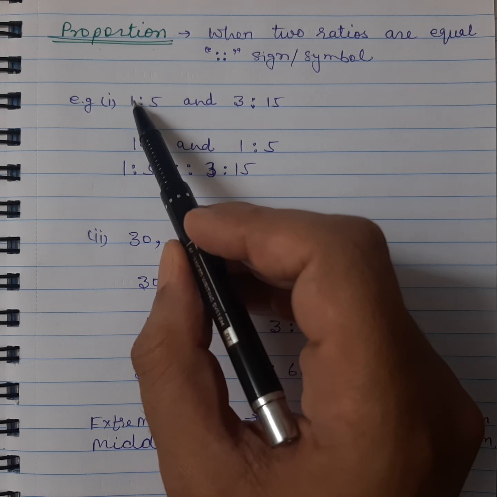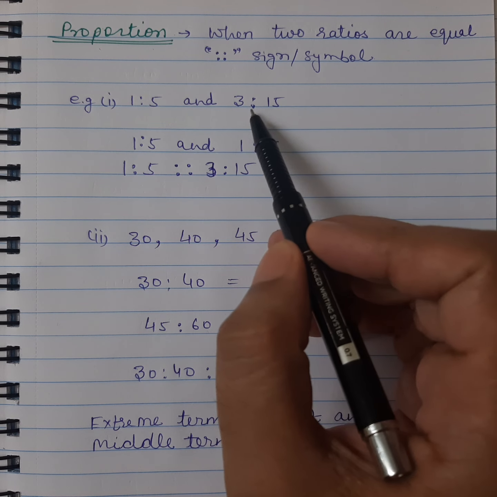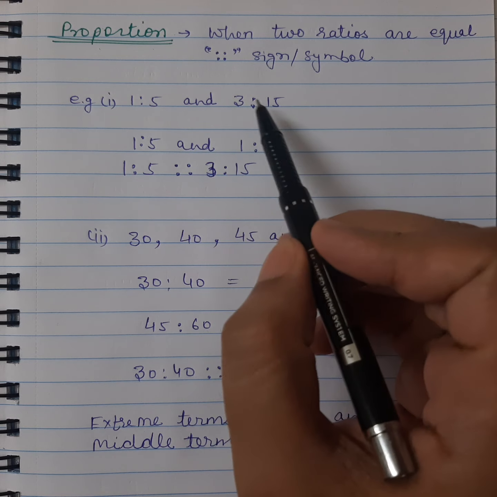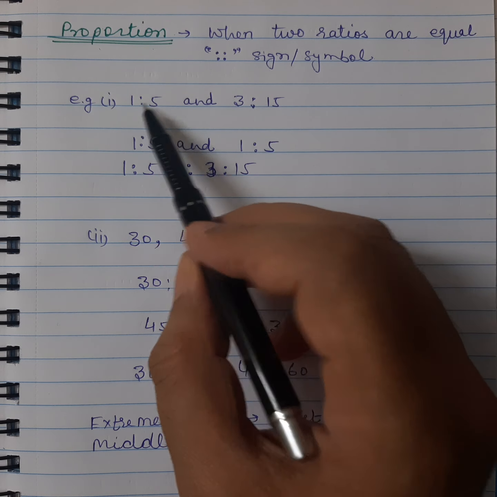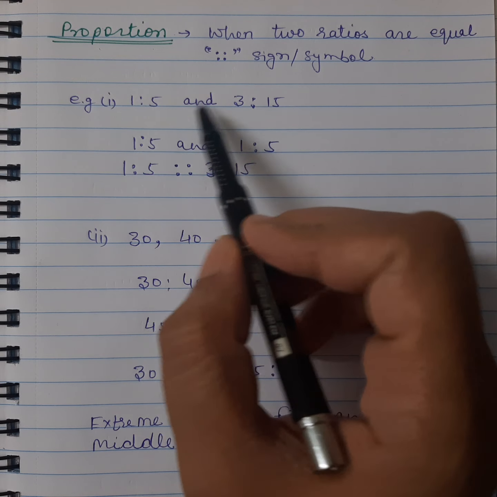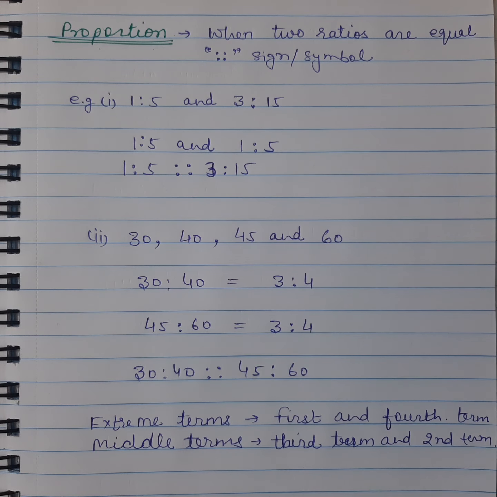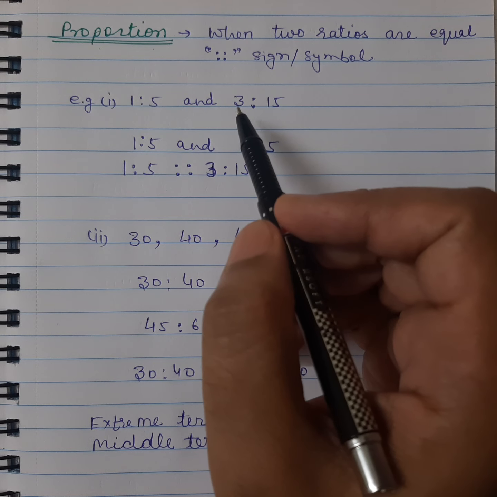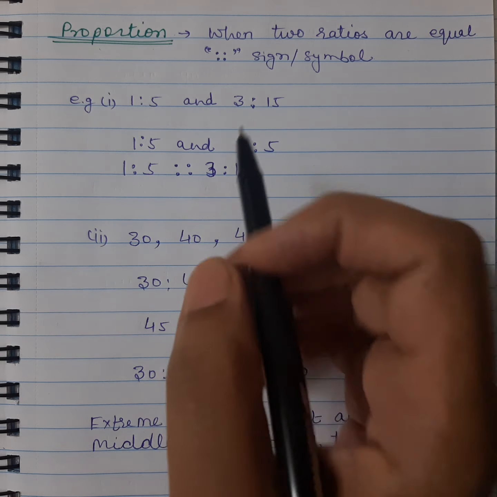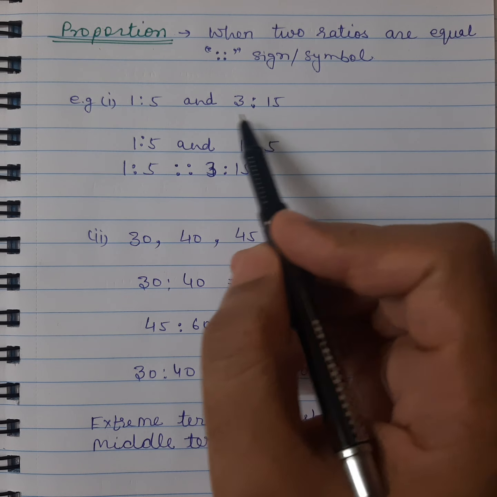So 1 is to 5 and 3 is to 15. Are they in proportion? These are two ratios, so we need to check. If we reduce both the ratios to their smallest number or to their lowest form, we can find out if they are in proportion or not.